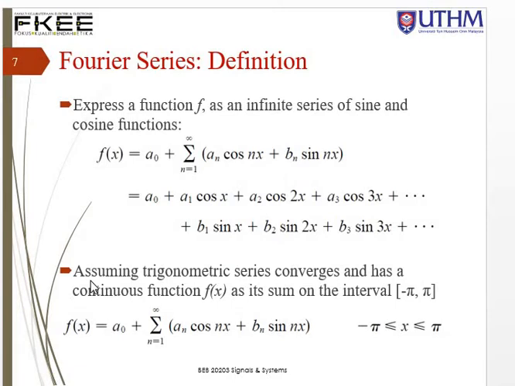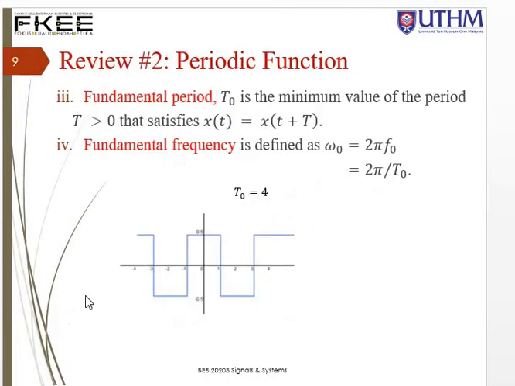Fourier series can be represented by an expression. The formula is f(x) equal to a0 plus the summation of an cos nx plus bn sin nx. And this a0, an, and bn, we call the Fourier series coefficients. In order to find the Fourier series coefficients, we need to know the formula. Later on, I will show you the formula for these coefficients.